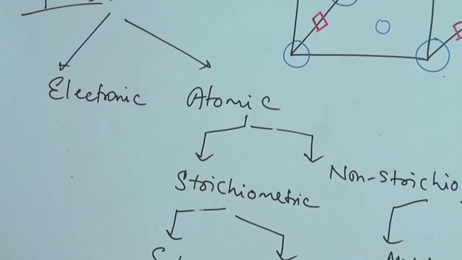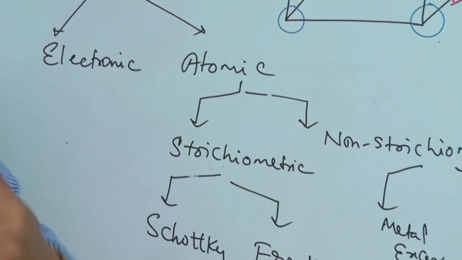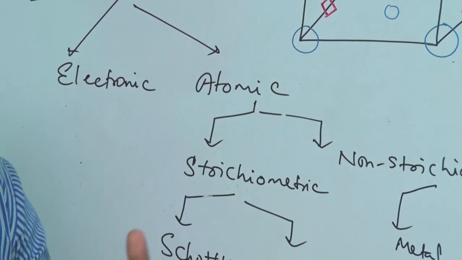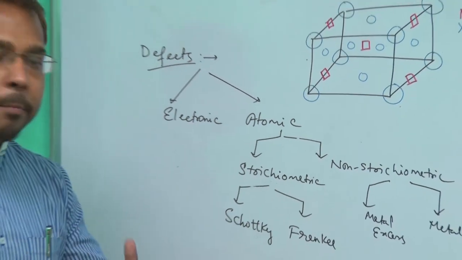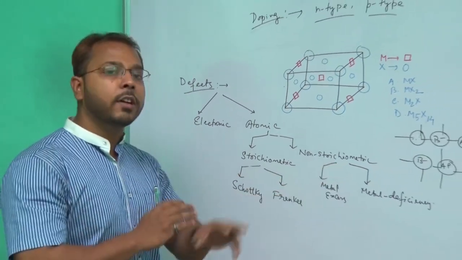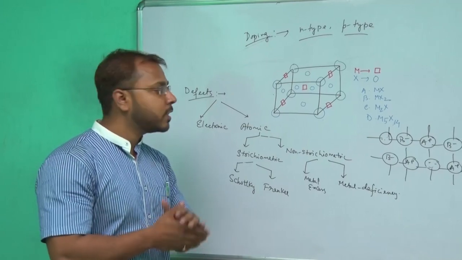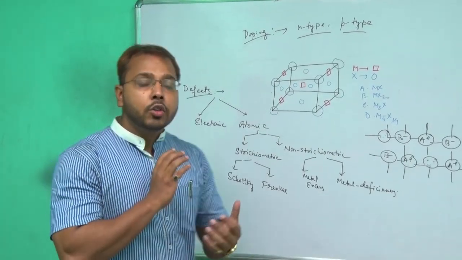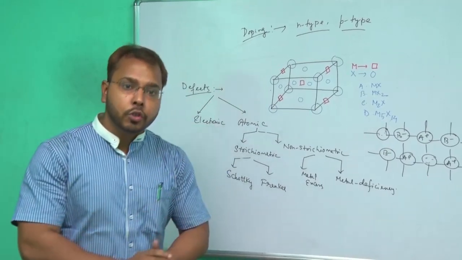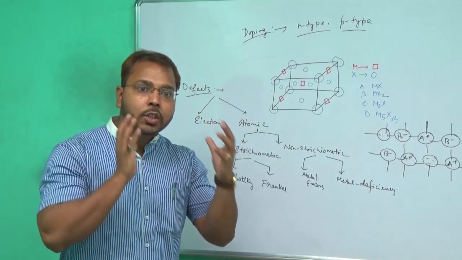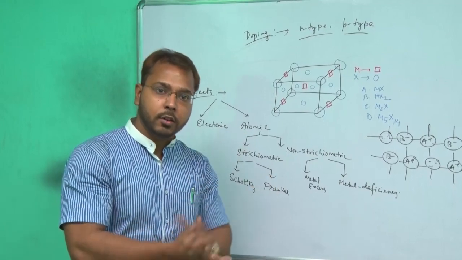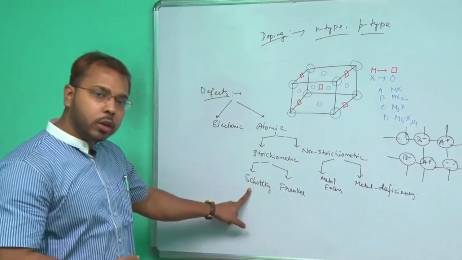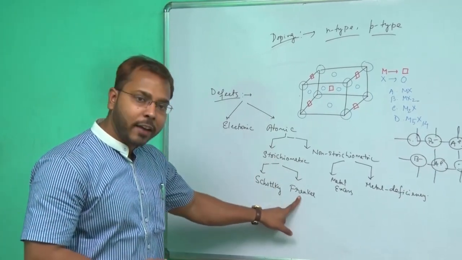Stoichiometric means where the ratio of positive and negative ions before the defect and after the defect remains the same. But in non-stoichiometric defects, the ratio is not the same. But remember one thing: in case of stoichiometric or non-stoichiometric, the total charge must be balanced. Stoichiometric can again be classified as Schottky and Frenkel.